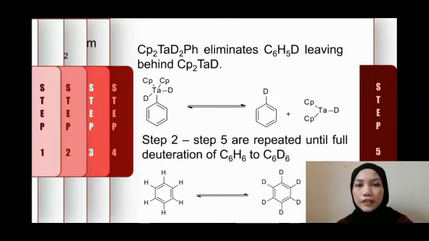All the hydrogen atoms in the benzene should be replaced with deuterium atom. So, step 2 until step 5 will be repeated until all the hydrogen atoms are replaced. That is all from me. I'm going to pass to Nadhirah for her to explain the second example.